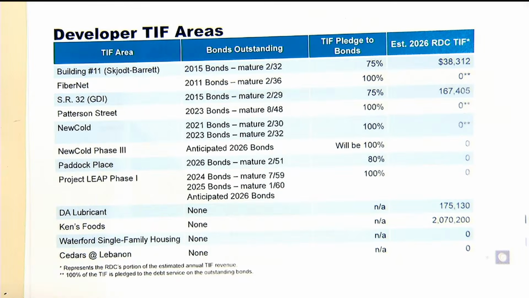So with these, some of them have outstanding bonds and some do not. So the ones that do not have a TIF expiration on them quite yet. So within the ones that have outstanding bonds, some have a full 100% pledge of TIF to pay off that debt service. And you can see a few of them do not have that pledge. So the ones who have a split pledge, the RDC keeps a portion of that tax increment, and then the other portion goes to the developer to pay off those developer purchase bonds.